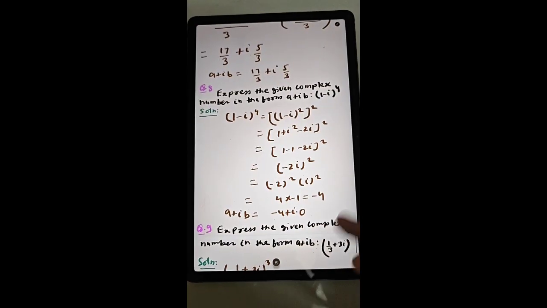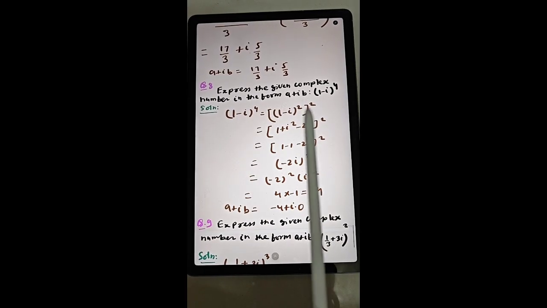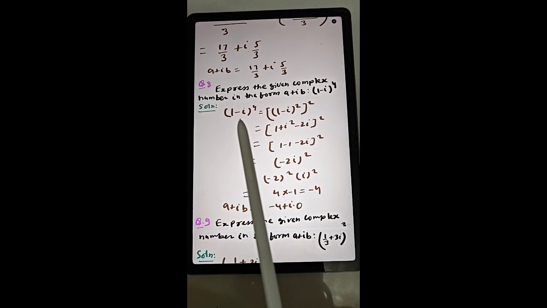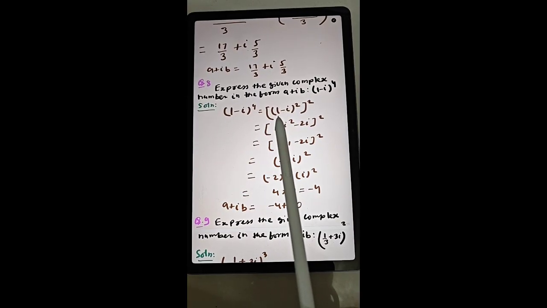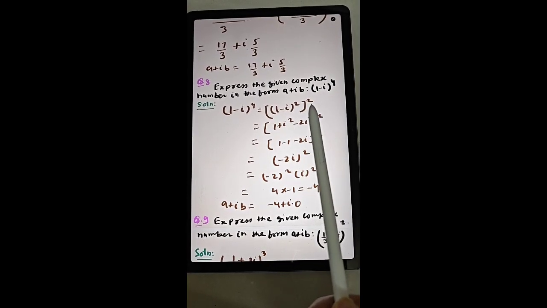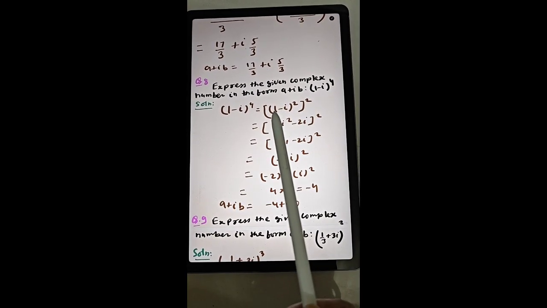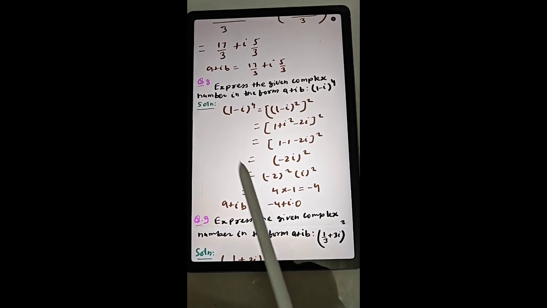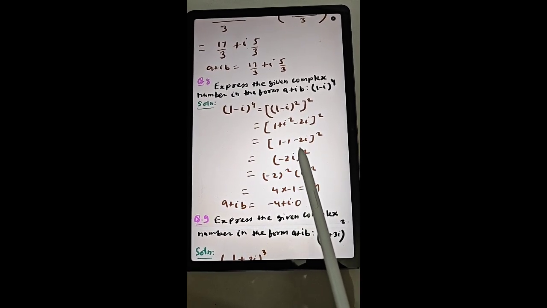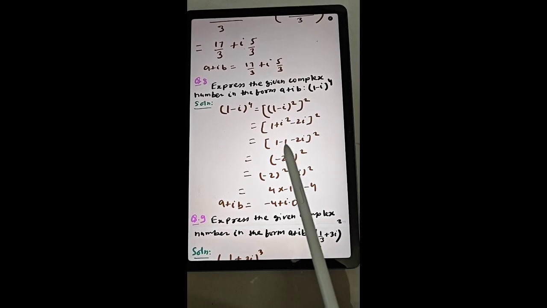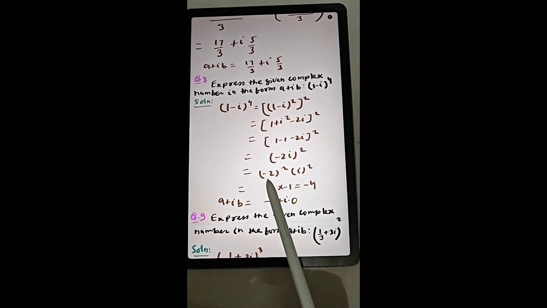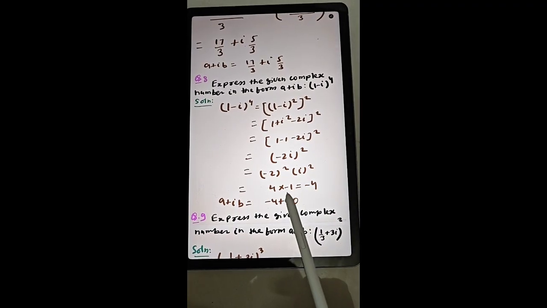Question number 8. Express the given complex number (1 minus iota) power 4 in the form a plus ib. So (1 minus i) power 4 can be written as ((1 minus i) square) whole to the power 2. This is (a minus b) square, so 1 plus i square minus 2i. So i square is minus 1, so (1 minus 1 minus 2i) whole square. 1 minus 1 cancels, so (minus 2i) whole square. So minus 2 square and i square. Minus 2 square is 4, i square is minus 1, so minus 4.